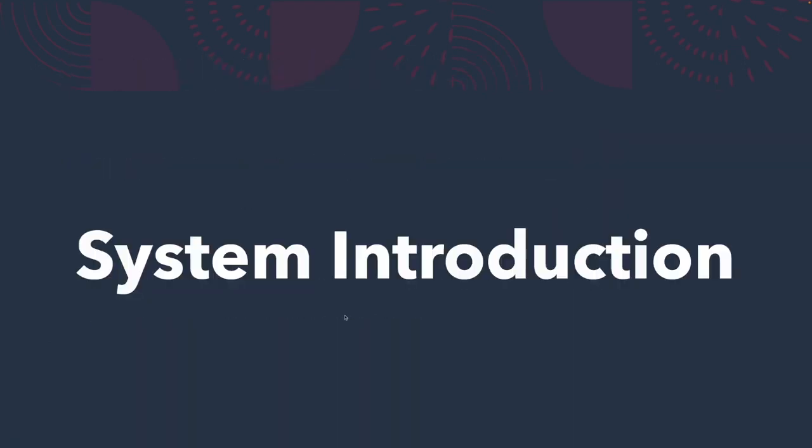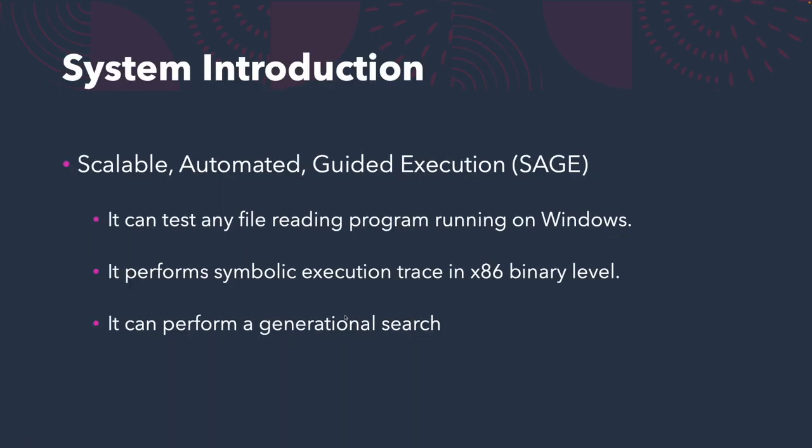So let's talk about the system introduction. The program is called Scalable Automated Guided Execution, which is called SAGE. The feature is that it can test any file-reading program running on Windows. By treating bytes read from the files as symbolic input, SAGE can test any file-reading program running on Windows. It can also perform symbolic execution tracing at the x86 binary level, and it can also perform a generational search.